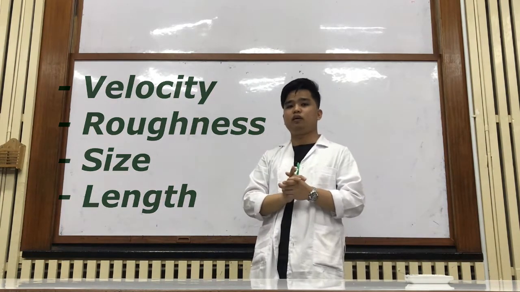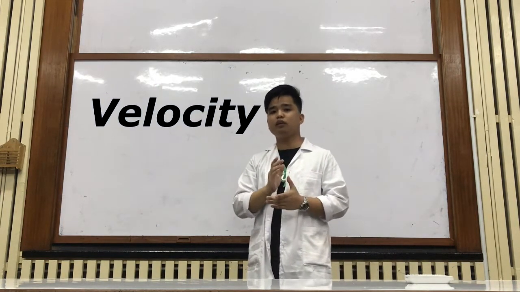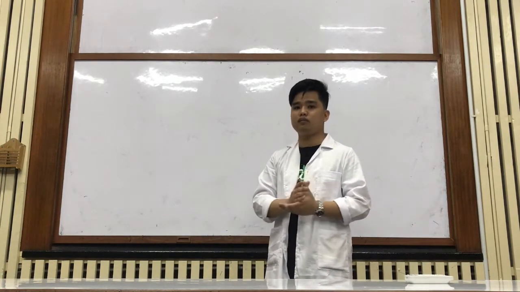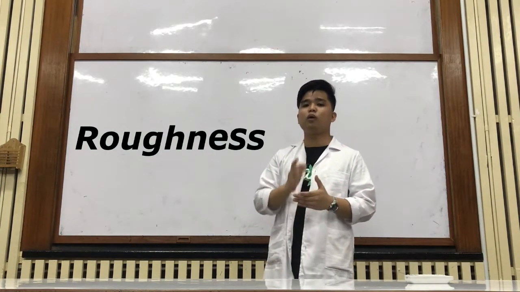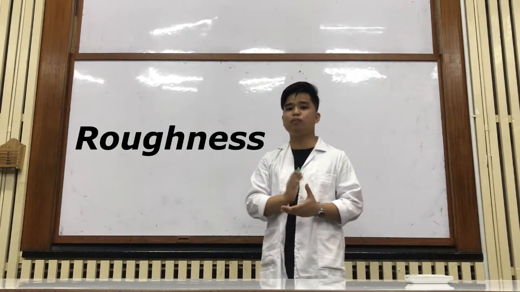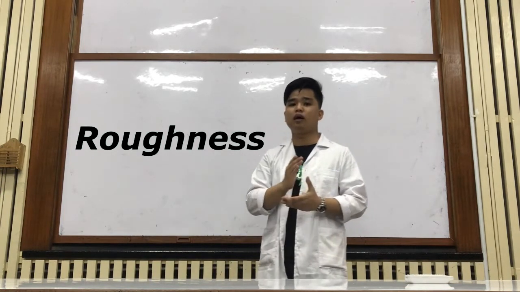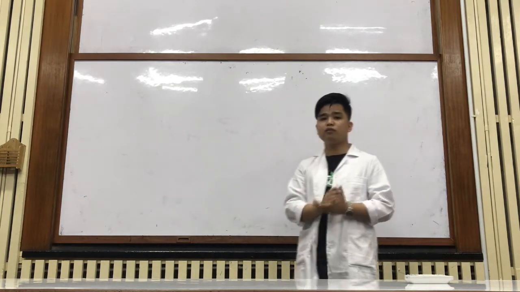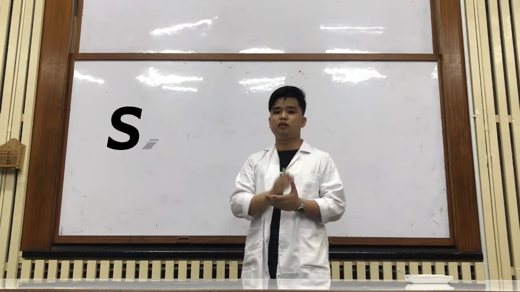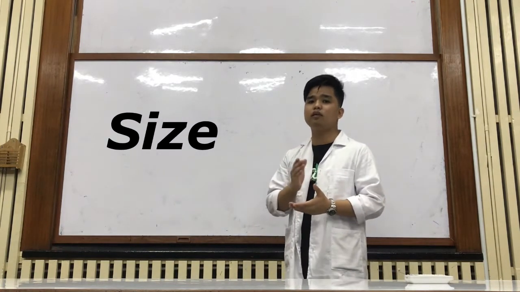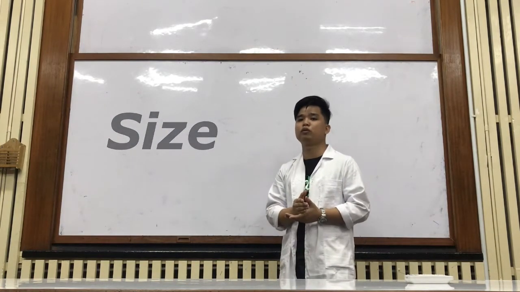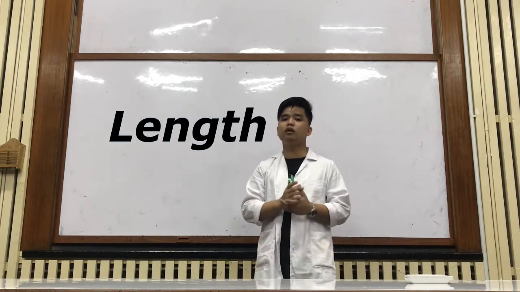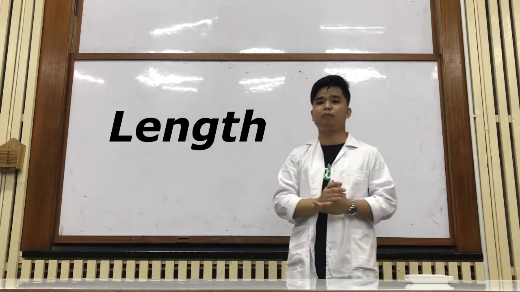For the first factor, that is velocity. Velocity is the movement of the fluid inside the pipe. Next is the roughness. In this experiment, we are using a 10 mm smooth pipe, 17 mm smooth pipe, and 17 mm rough pipe. The third factor is the size. That is the diameter of the pipe used. Last is the length. In this experiment, we are using a 1080 mm long pipe.